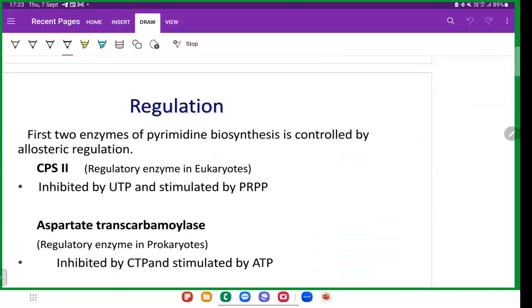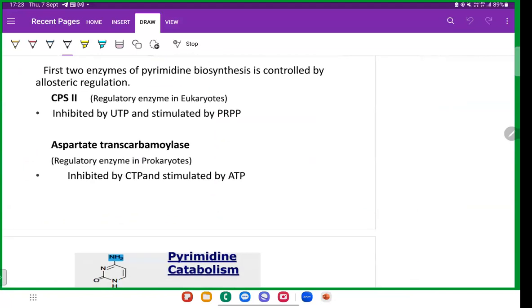ஓகே, நெக்ஸ்ட் ரெகுலேஷன். First two enzymes of your pyrimidine biosynthesis are controlled by allosteric regulation. I want you to underline this. Okay, so this is an asked question in your exam. So recently what happened is I attended a Maru interview. So அங்க இன்டர்வியூ அட்டென்ட் பண்ணும்போது அங்க கேட்ட கொஸ்டின் இதுதான். ஸோ டூ என்சைம்ஸ் இருக்கு pyrimidine biosynthesisல, அதை எது கண்ட்ரோல் பண்ணுது அப்படிங்கறத MCQல கேட்டிருந்தாங்க. It is allosteric regulation. Allosteric regulation was the answer.